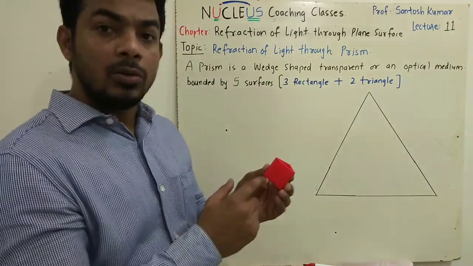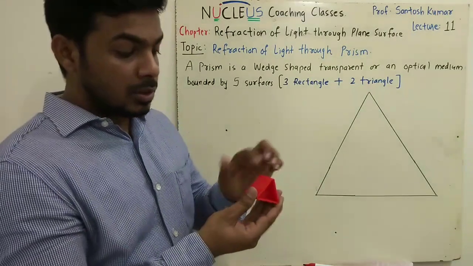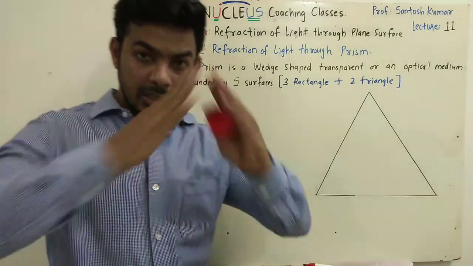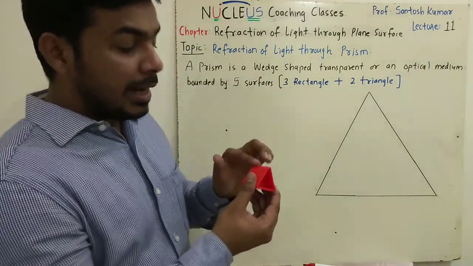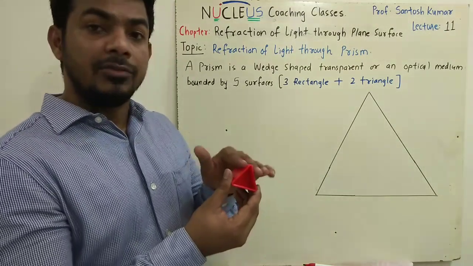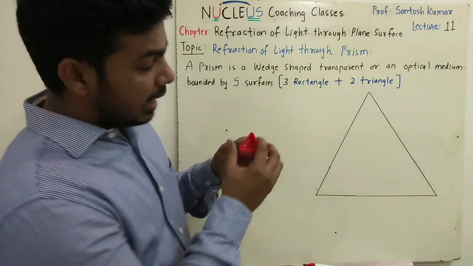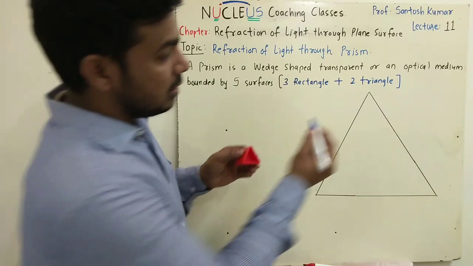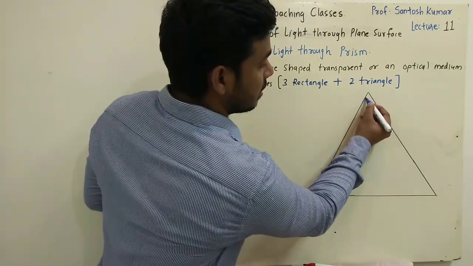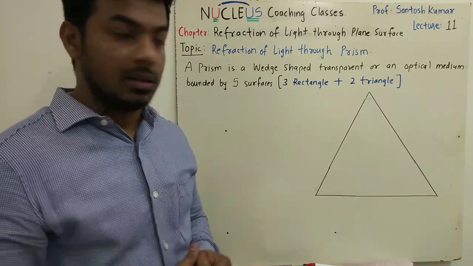So one of the rectangular faces over which the prism rests is called the base of the prism. The 2 rectangular surfaces which are slant are called the refracting faces of the prism. The line over which the 2 refracting faces meet is called the refracting edge of the prism, and the angle made by the 2 slant surfaces, I'm talking about this angle, is called the prism angle.